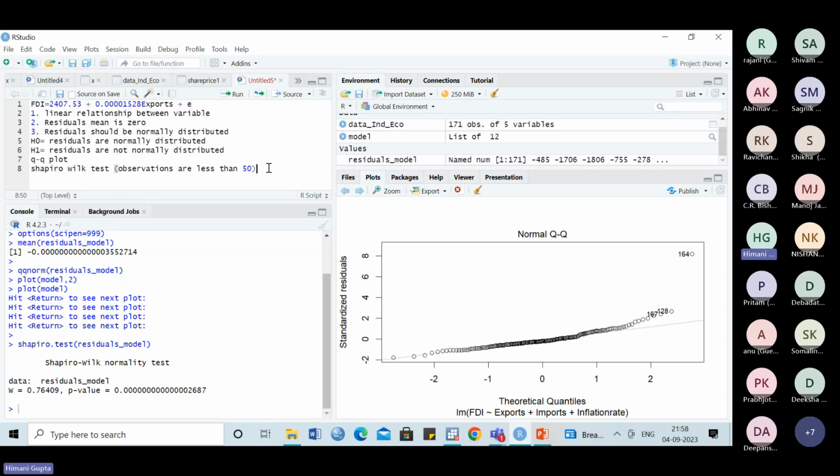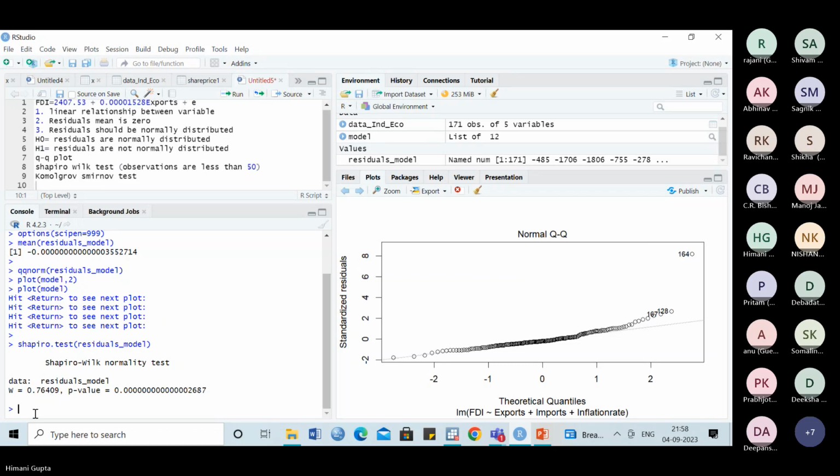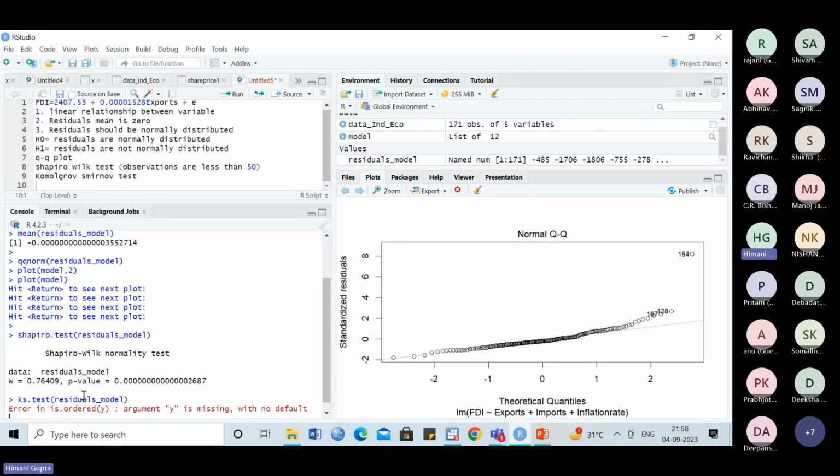Got this point? Now, if your observations are more than 50, then we are going to use the Kolmogorov-Smirnov test. Okay, now let's go with the Kolmogorov-Smirnov test. The simple command is ks.test. All the commands are very simple, with abbreviations only. Residuals underscore model and then enter.